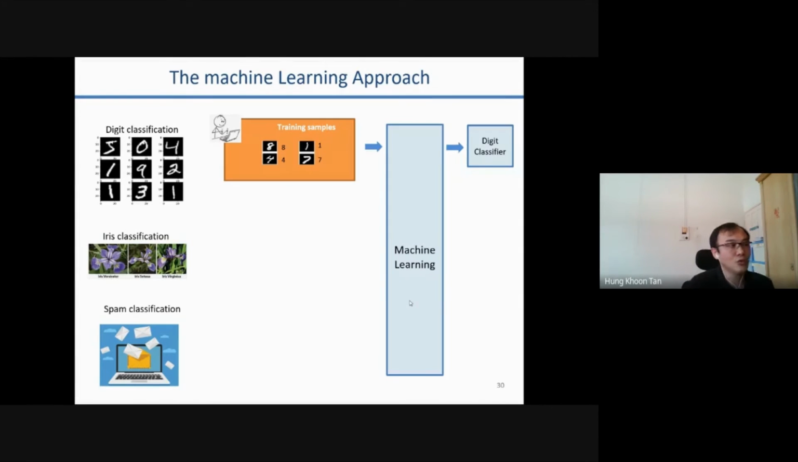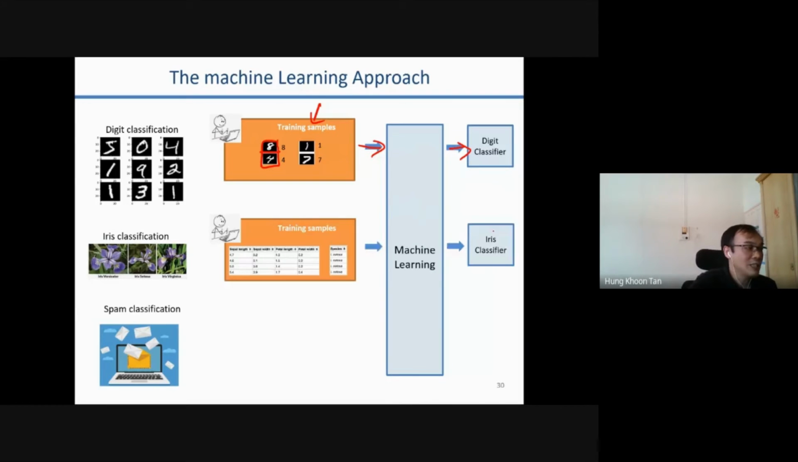So all you need to do is basically to collect the training samples. For example, for digit classification, you collect a lot of samples with different labels, right? And you pass these to the machine learning algorithm, and let the machine learning algorithm see the training samples. From there, the machine learning algorithm will generate a model that defines the problem.